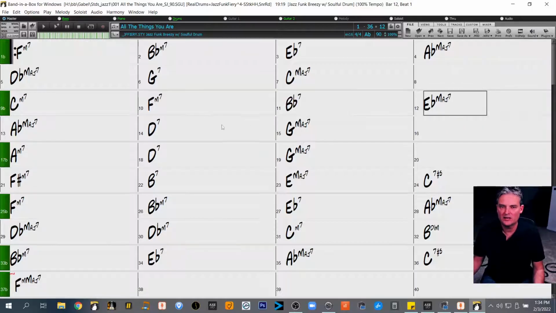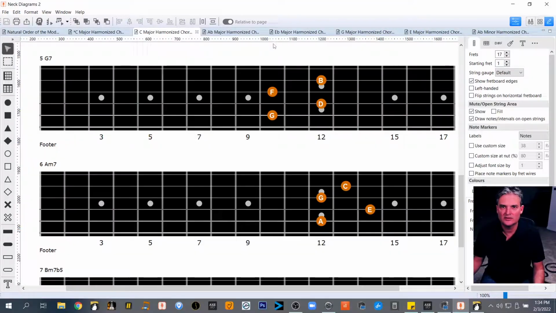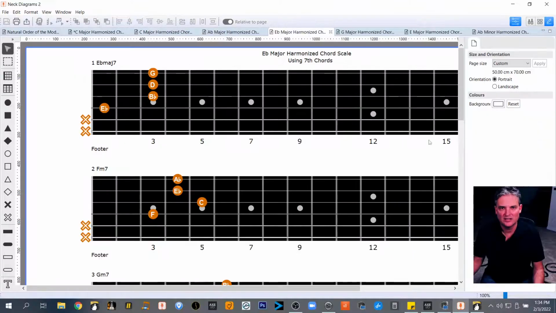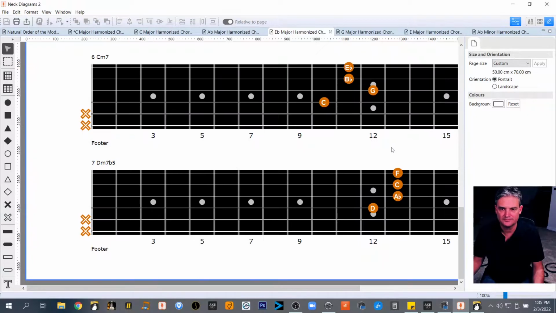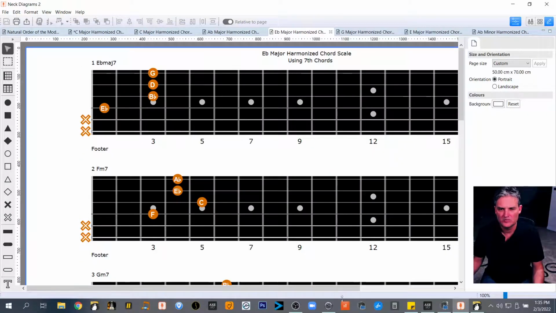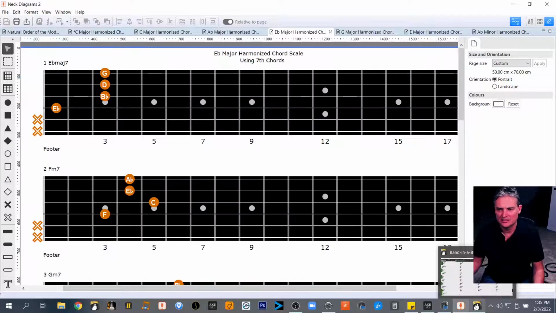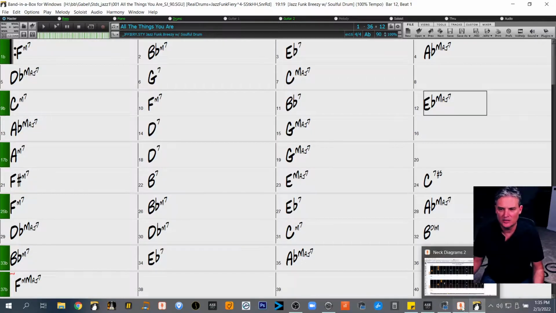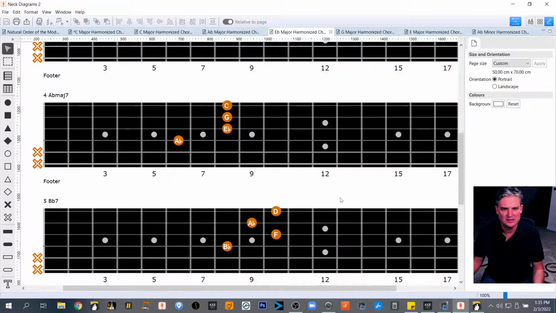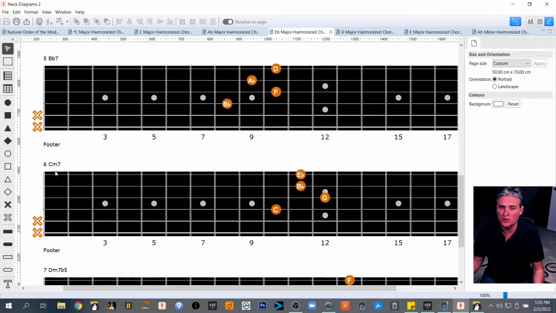Okay, and then we can start to identify how the other chords are functioning. If we're in the key of E flat, I'm going to go over here to E flat. This is the harmonized chord scale of E flat major. So we want to find out how is C minor functioning in the key of E flat major? Well, when we go back here, C minor is the 6th chord.